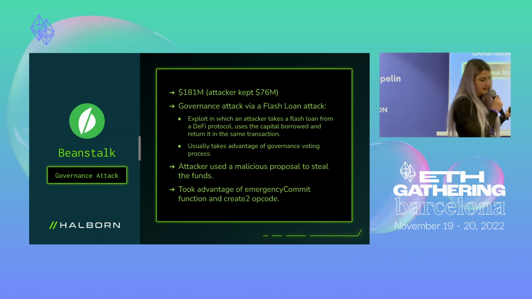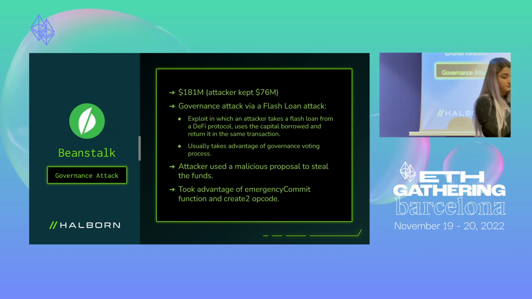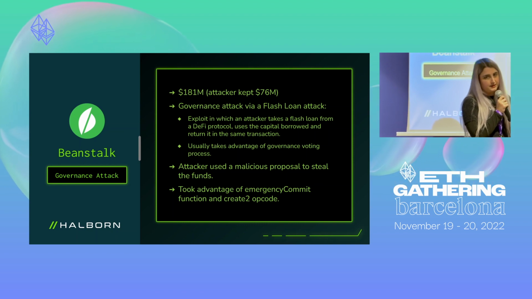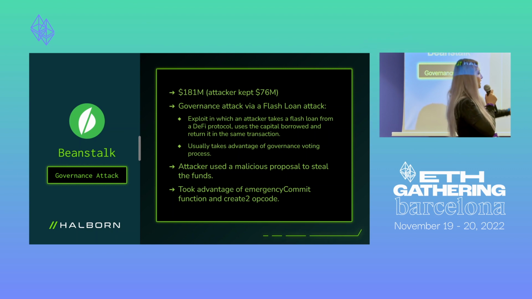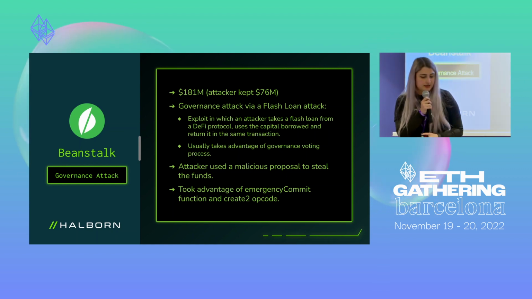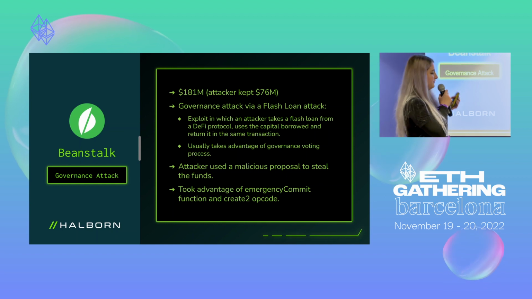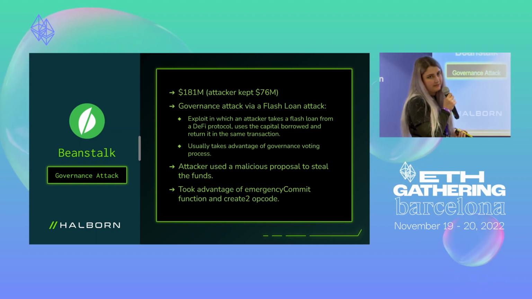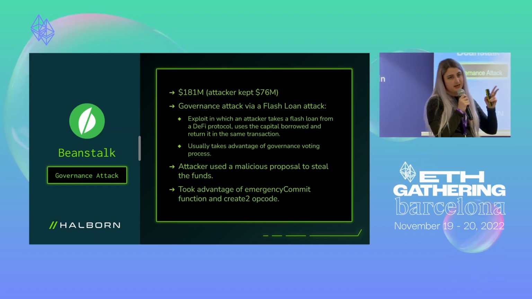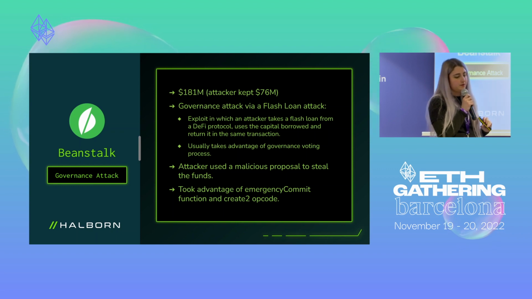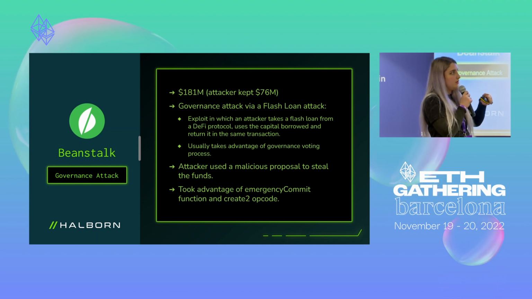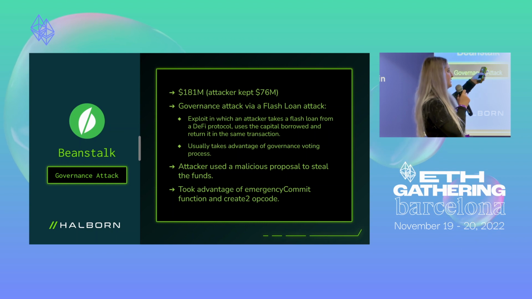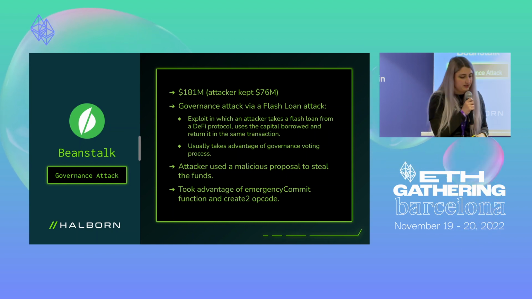Basically, the attacker submitted a proposal and then took advantage of a function called emergency commit, and they used the create2 opcode. So the attack went as follows. First, he sent the malicious proposal a day before because there is a wait period for the proposal to be accepted. Then they used create2 to create a contract bytecode on the contract address proposed in the proposal.